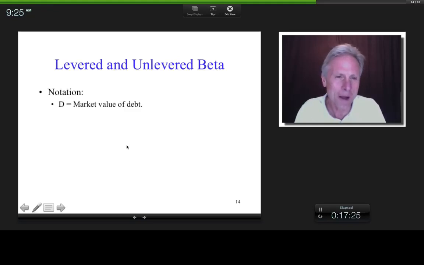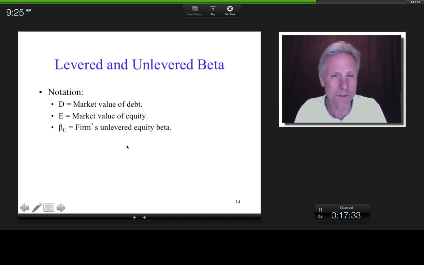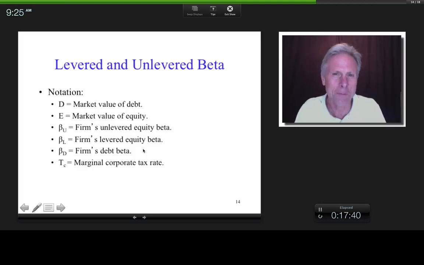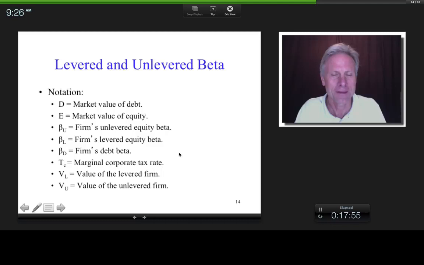I'm going to call D the market value of debt, E the market value of equity. I'm going to imagine something called the unlevered beta, which we've discussed what that is, and the regular levered beta. We can talk about a firm's debt beta. We're going to have a marginal corporate tax rate. VL is just basically the value of the firm, but we're stressing that this company happens to have debt, so that's why we've got the L in there. And VU is the value of the unlevered firm. What is the value of the firm as if, hypothetically speaking, it had no debt?